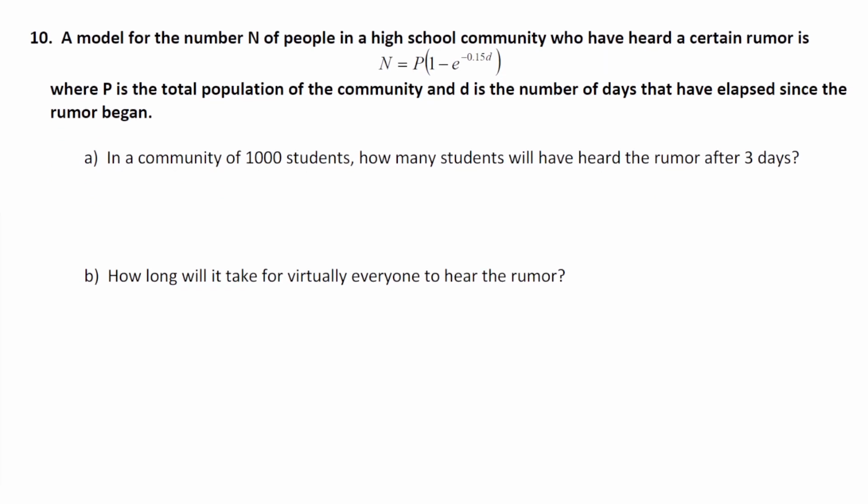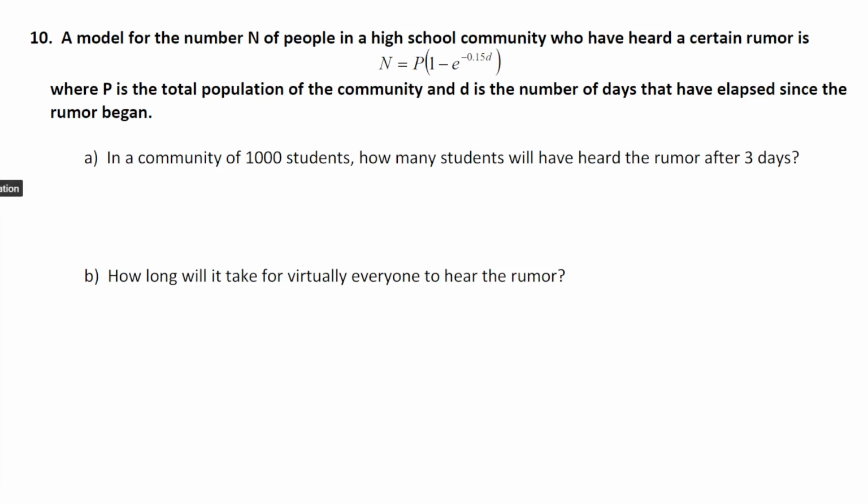Number 10 says a model for the number n of people in a high school community who have heard a certain rumor is given by this formula, where P is the total population of the community, D is the number of days that has elapsed since the rumor began. In a community of 1,000 students, how many students will have heard the rumor after 3 days? Okay, so in that case, D would be 3, and we're just going to input that in the equation up here. If the population is 1,000 students, we're going to input that here.